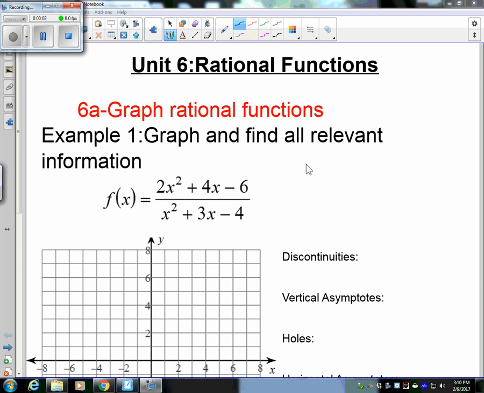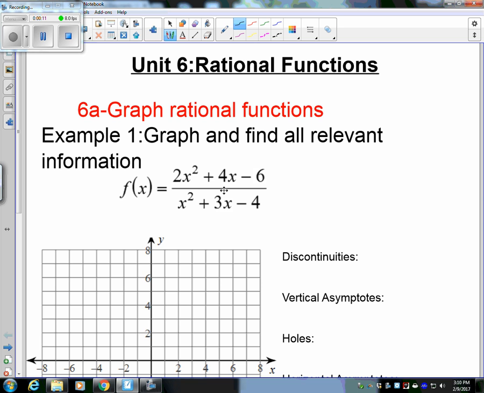Alright, so to find all the relevant information, you are going to factor each numerator and denominator separately. So to do that, you have to look at what you have here. We have 2x squared plus 4x minus 6. To factor that, always think greatest common factor right away. So we have 2 is the greatest common factor. You have x squared plus 2x minus 3.